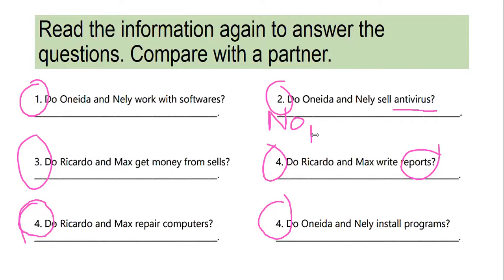Tell me the answer, Walter. Do Ricardo and Max repair computers? No, this one. Ah, perdón. Do Oneida and Nelly install programs? No, Oneida and Nelly don't install programs. Mm-hmm. What else? They repair computers. Is that correct? Yes, okay, very good.